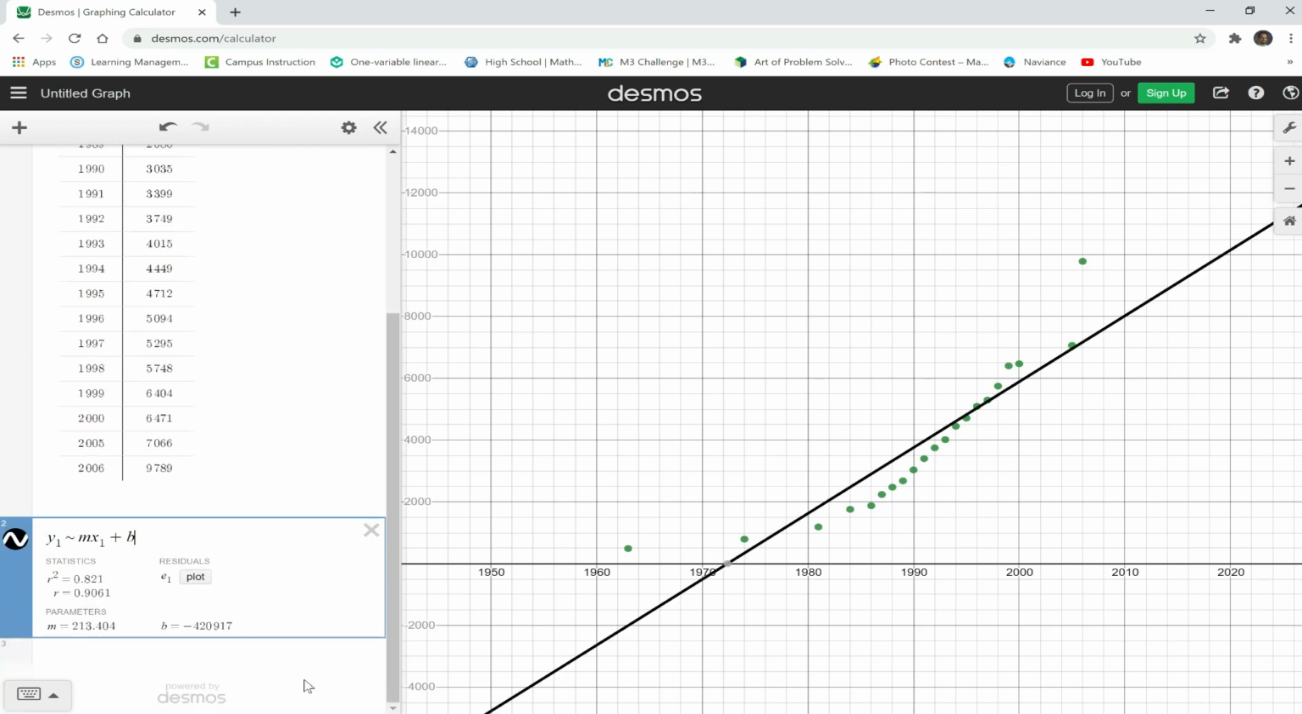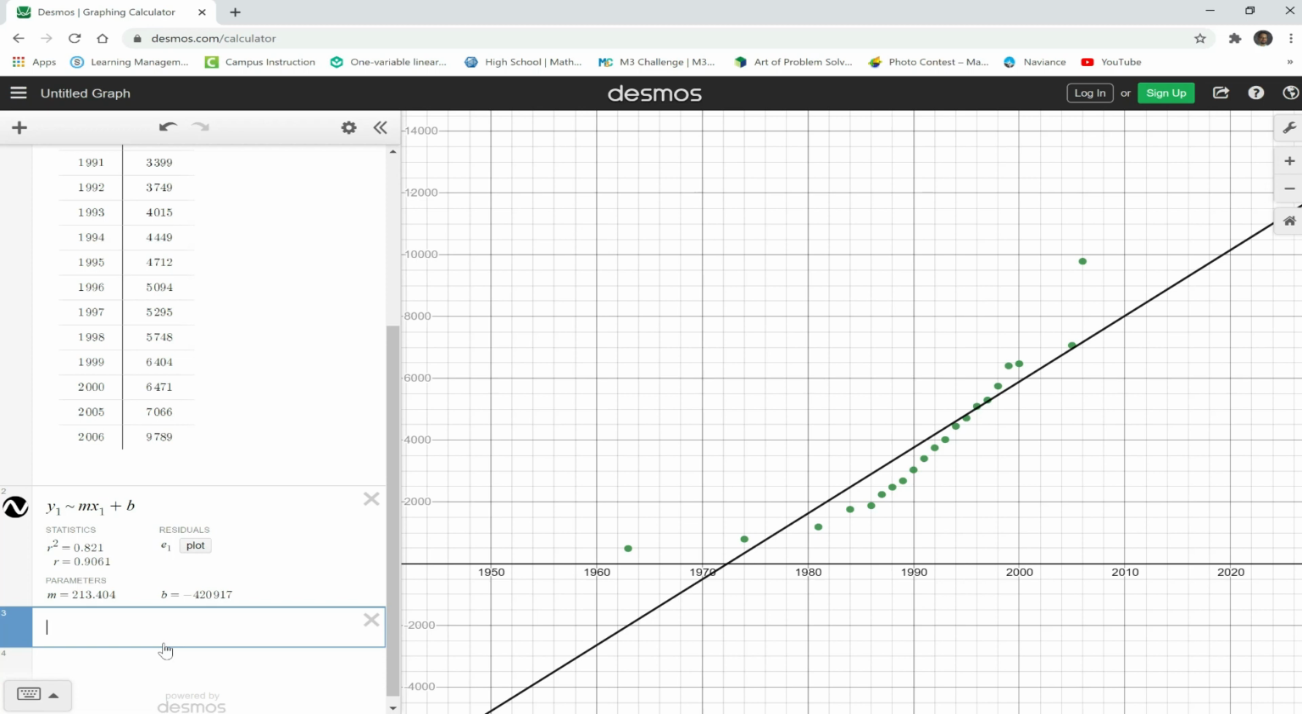So using the linear model, we have an r squared value of 0.82, which means 82% of the data fits the model, and then the r value is 0.9061. So it's a strong fit, but you can see it's not a perfect fit. So let's try quadratic.